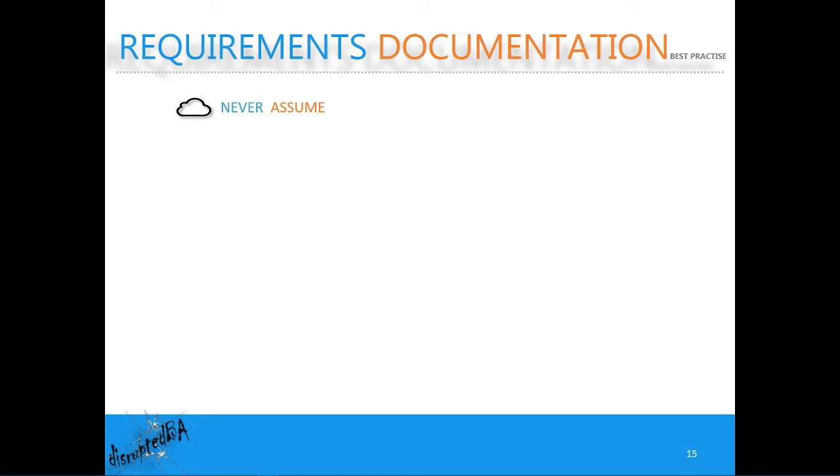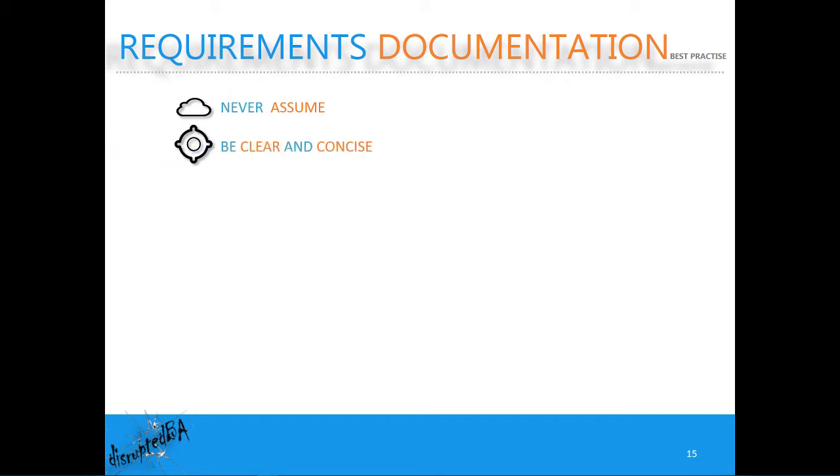The first thing is never assume. Don't put something in a document that's an assumption, except if you have an assumption section like you would have in a project plan, which says these assumptions exist, and these assumptions must be true in order for us to deliver a specific deliverable. But don't assume anything. Rather go back and clarify it.